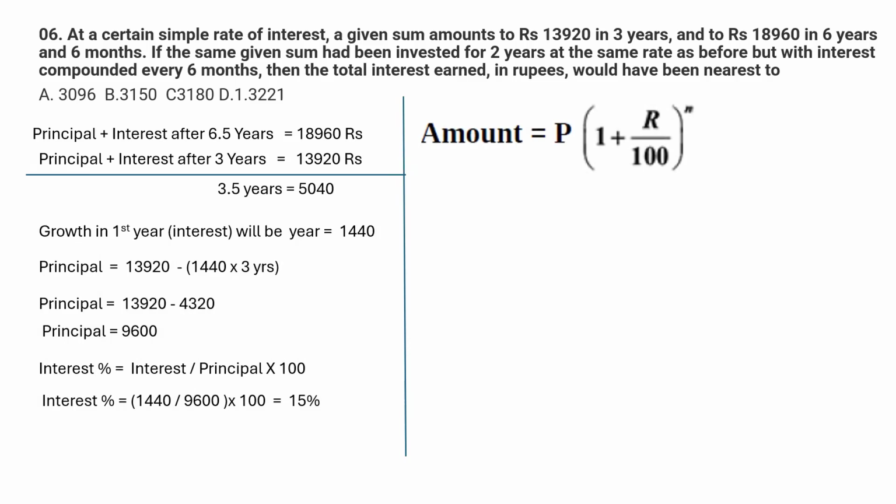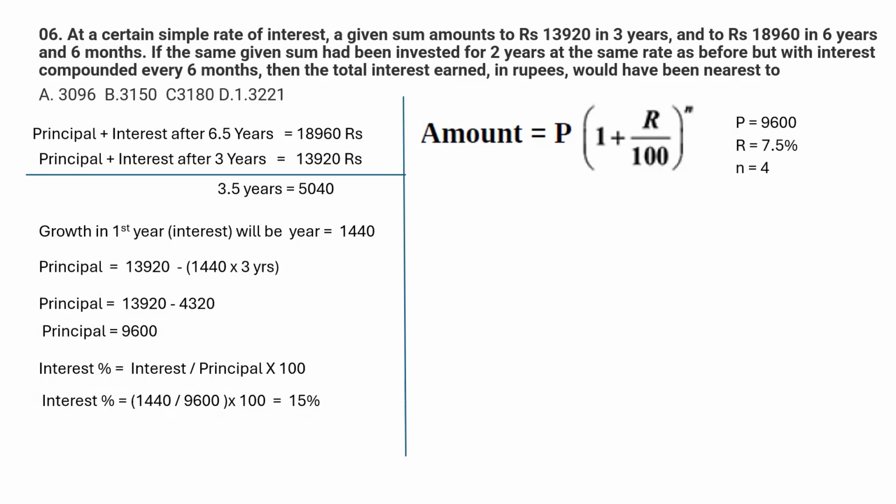So the formula for compound interest is: amount is equal to P, that is principal, times the bracket 1 plus R upon 100, and the whole bracket to the power N. N is the number of times it is compounded, and R is the rate of interest. But since it is compounding half yearly, every 6 months, the rate of interest will be half of 15, so it will be 7.5, right? And N will be 4, principal is 9,600.